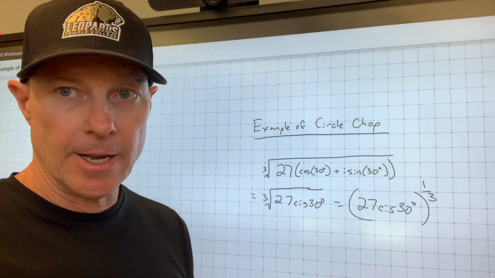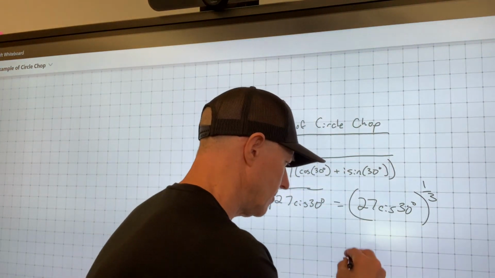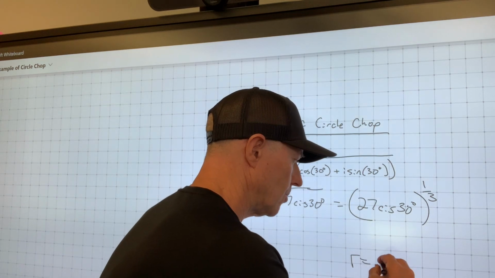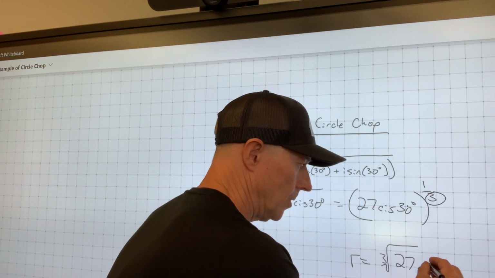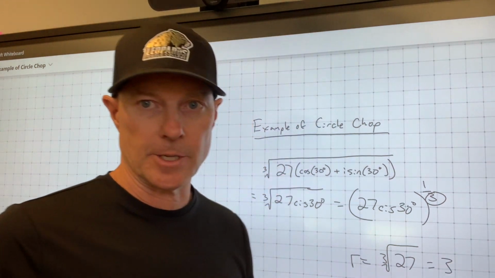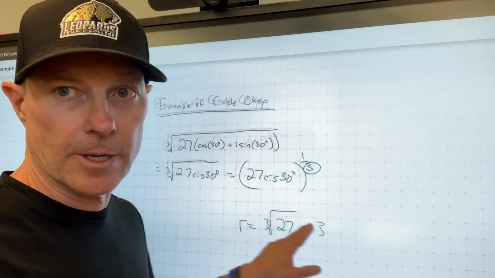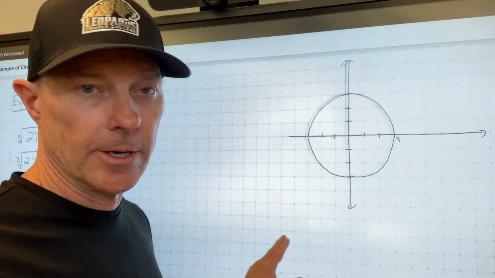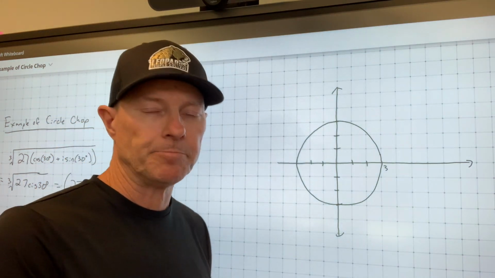Now the way you do that is you find the radius of the circle first. The radius of the circle that you're going to chop up is going to be this root, the third root of this, which is 3, because 3 times 3 times 3 is 27. So I'm going to get a circle whose radius is 3. Let's do that. I got one already drawn here. So here we have a circle whose radius is 3.